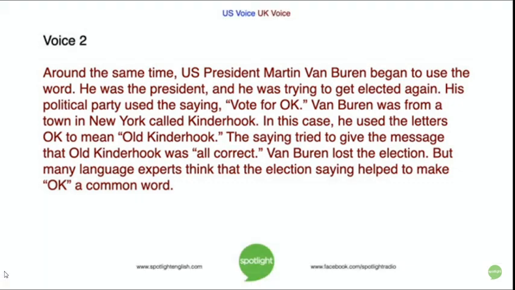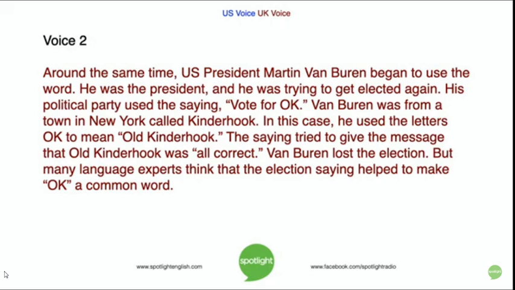Around the same time, US President Martin Van Buren began to use the word. He was the president and he was trying to get elected again. His political party used the saying "vote for OK." Van Buren was from a town in New York called Kinderhook. In this case, he used the letters OK to mean Old Kinderhook. Their saying tried to give the message that Old Kinderhook was all okay, all correct.